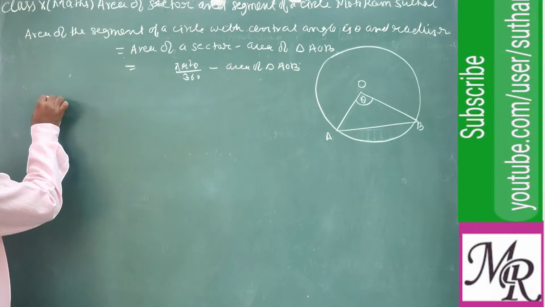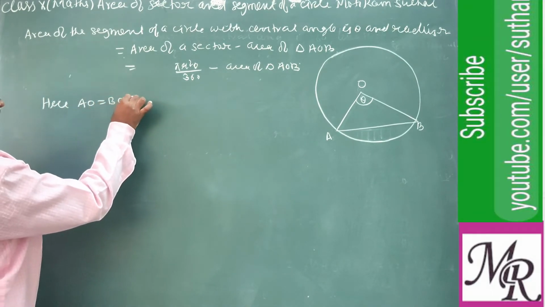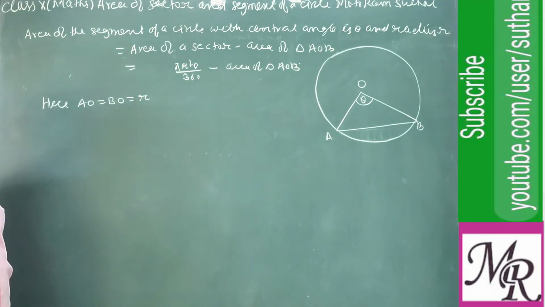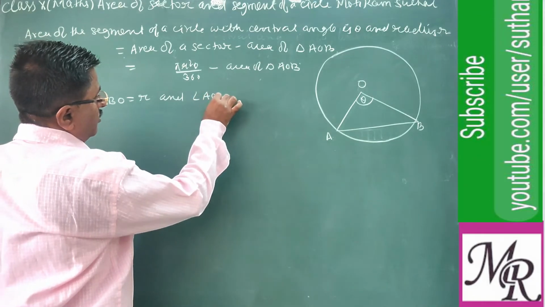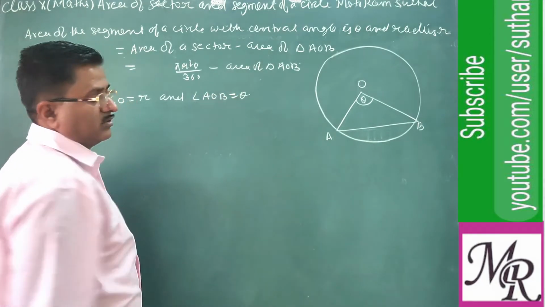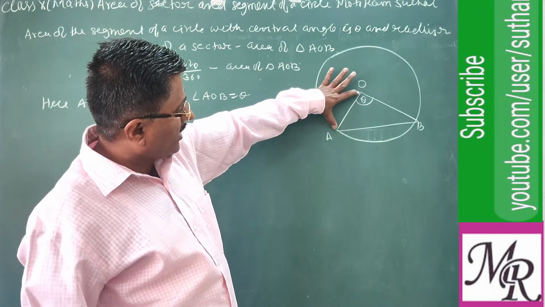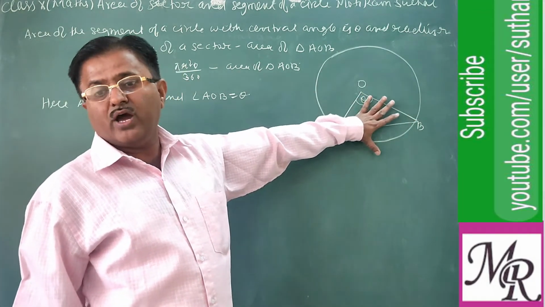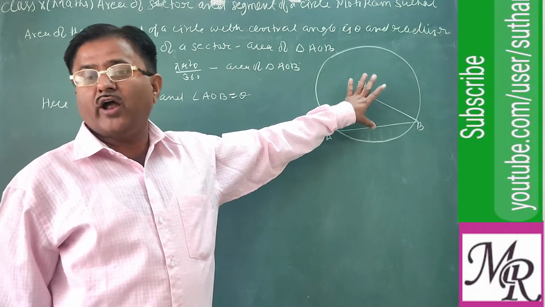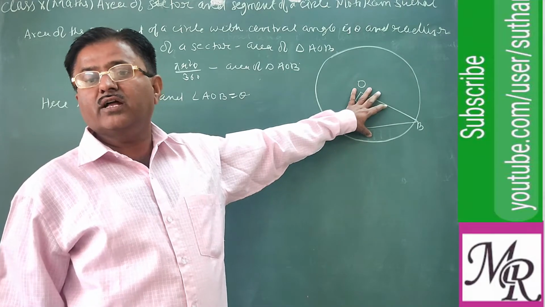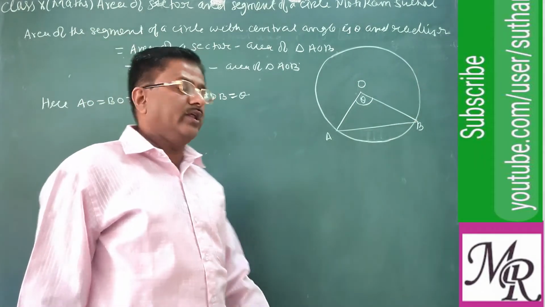So here AO equal to BO equal to R, and the central angle AOB is equal to theta. These are the radii of the circle. Now we are trying to find a general formula for finding the area of this triangle. This may be any type, isosceles or equilateral triangle or scalene or anyone.